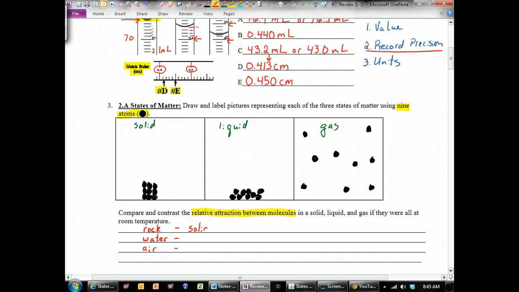It's a solid that has the highest attraction between molecules compared to the liquid and the gas. Water has a high attraction, but not so high that it fixes all the molecules in place. So it has a high attraction, but not the highest attraction when you're comparing solid, liquid, and gas. A gas has a very low attraction between molecules, and that's why they're able to separate at room temperature.